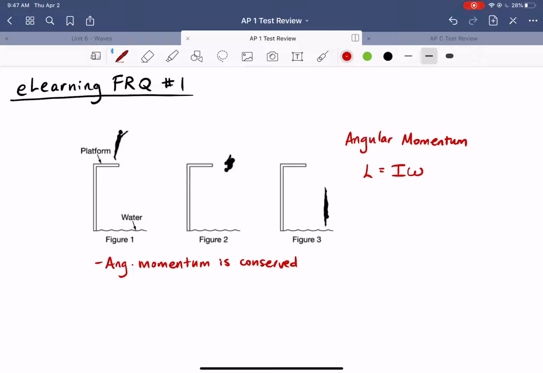So we know however much angular momentum this person has when they start rotating in figure 1, they're going to have the same amount of angular momentum in figures 2 and 3. So the next thing we can mention is this equation that I had already written down, that the angular momentum is equal to their moment of inertia multiplied by omega, which is the angular velocity. And omega, remember, this is the measure of how fast they are rotating.